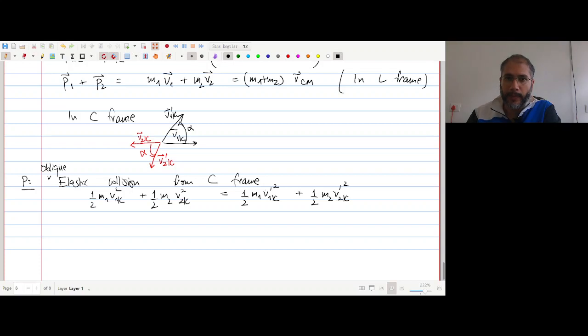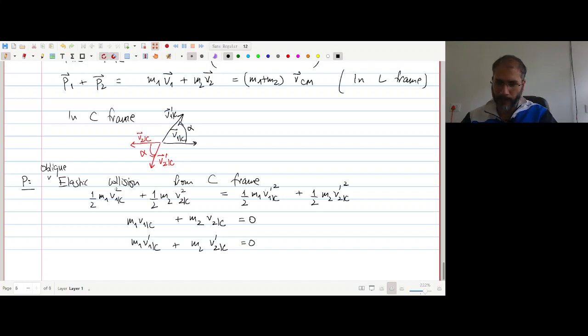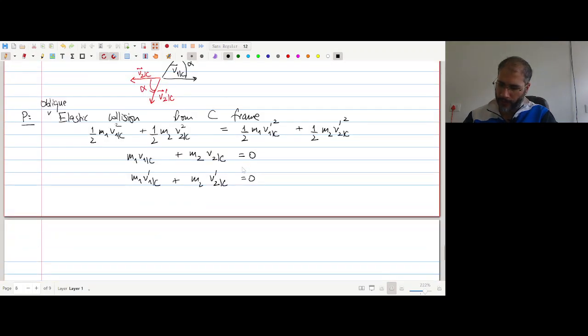And we also know that the sum of the momenta is 0. We just showed that in the C frame. So we get m1 v1c plus m2 v2c is equal to 0. So we have three equations here, and we have the unknowns v1 prime c with respect to C and v2 prime with respect to C.